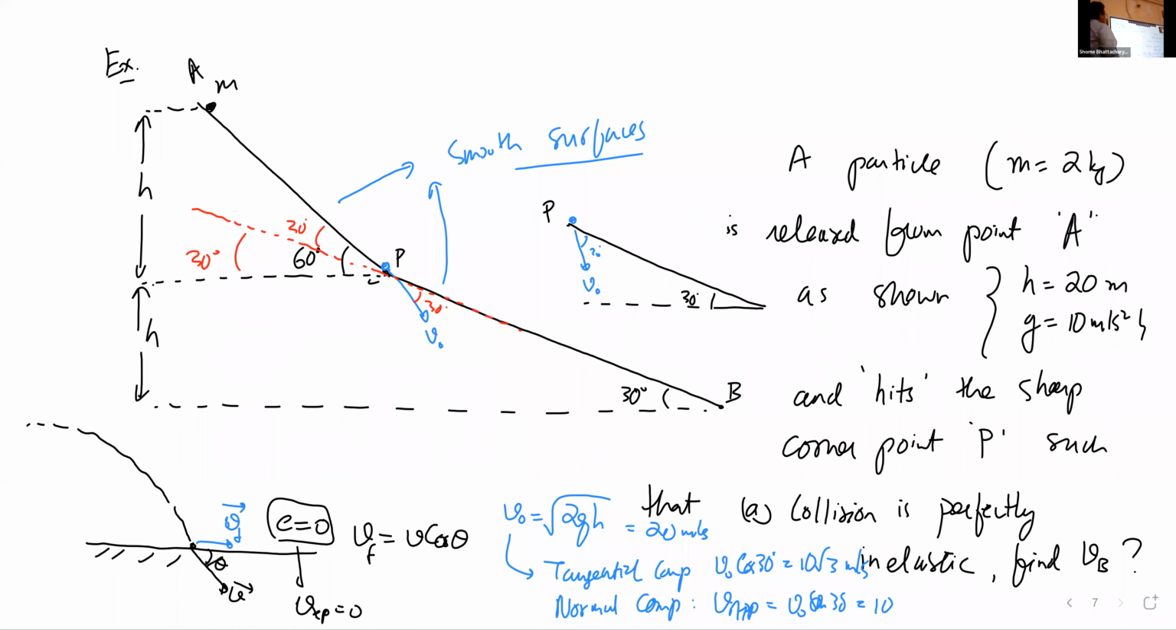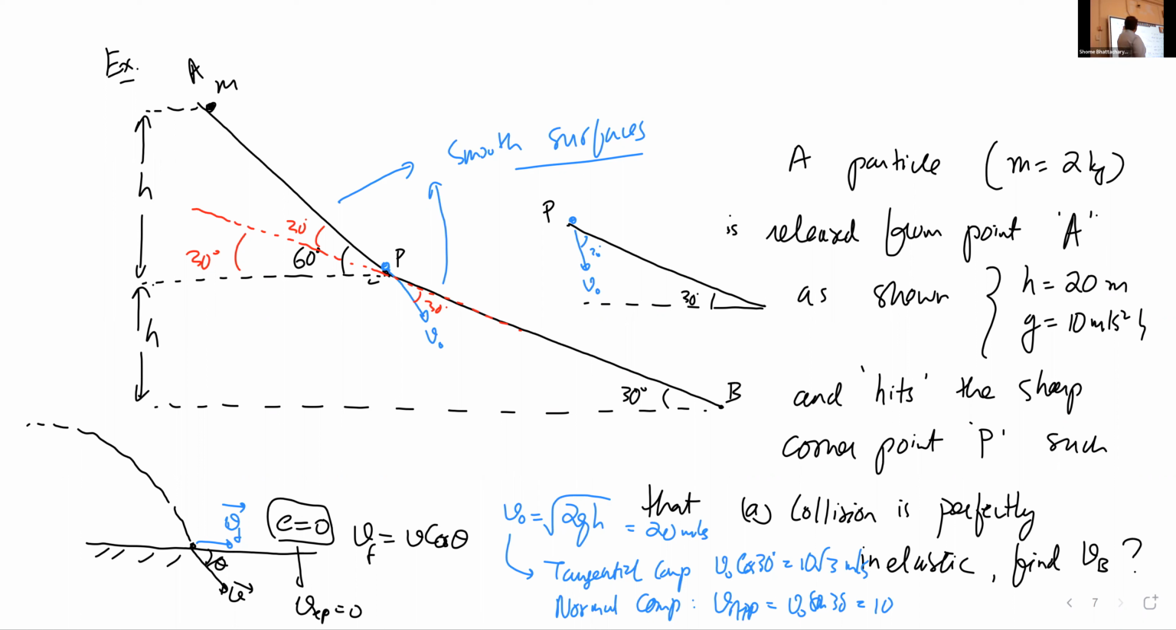So immediately after impact, what we'll see is that this particle is going along this surface, but with a speed of how much? 10 root 3. Its kinetic energy is drastically reduced from half m V naught square to half m V naught cos 30 whole square. Okay, and then again we'll apply work energy from just after impact to B.